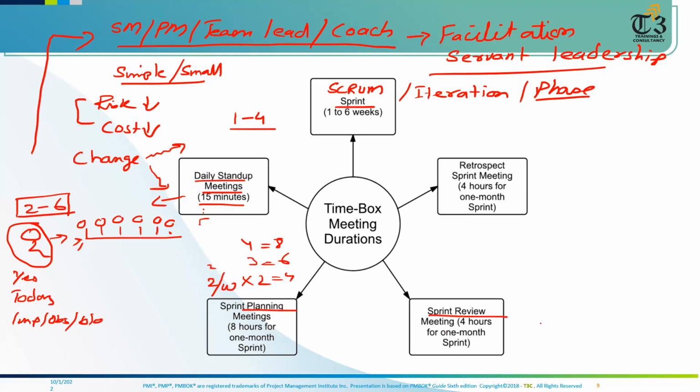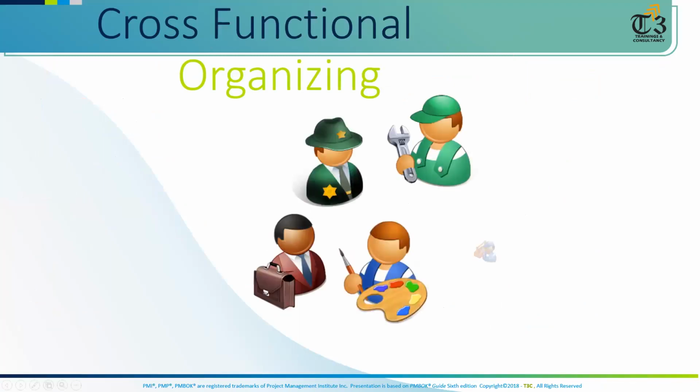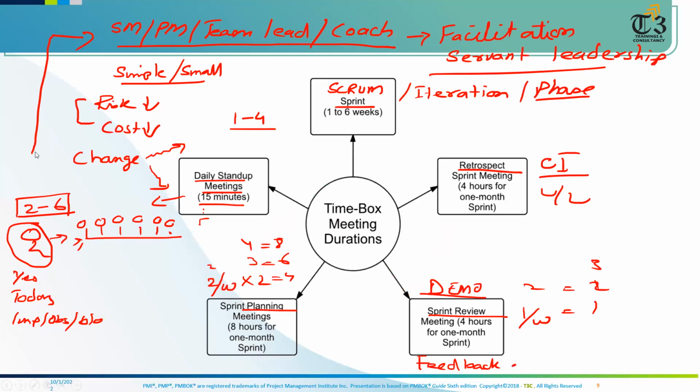Once we finish the work, we will have the review meeting, and the size of the review meeting is 1 hour per week. So if it is 1 week, it will be 1 hour. If it is 2 weeks, 2 hours, 3 hours, and so on. The purpose of the review meeting is to demonstrate the work you have done and collect feedback upon those demos. And retrospective we do for continuous improvement, where we do the lessons learned: what went well, we should continue doing it; what didn't go well, we should stop doing it. Ultimately, you will be able to finish your task accordingly. So you are doing the work in the most innovative way, and you are fixing your hurdles and problems in every retrospective meeting.